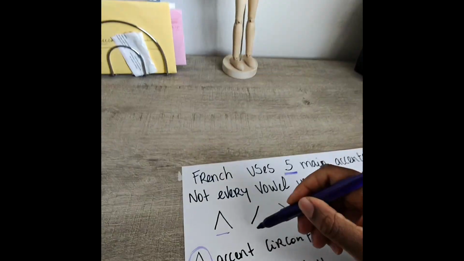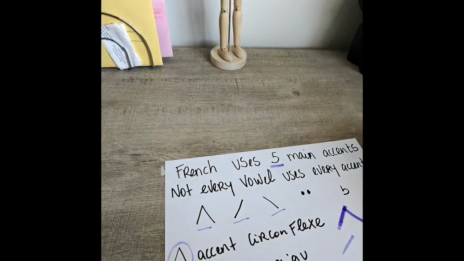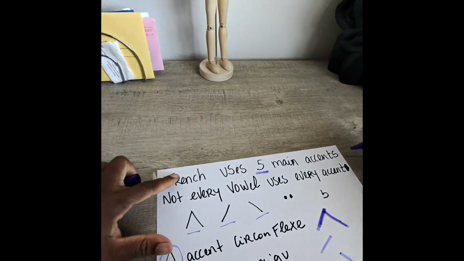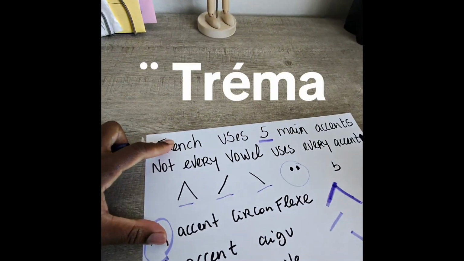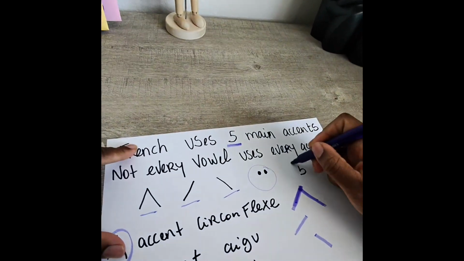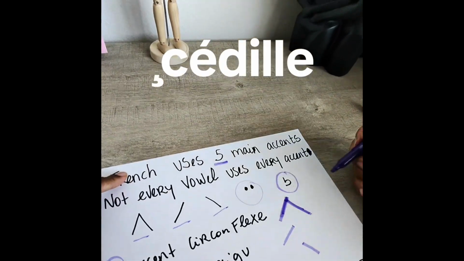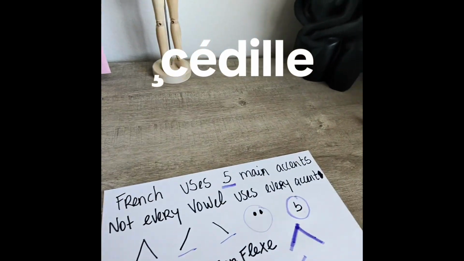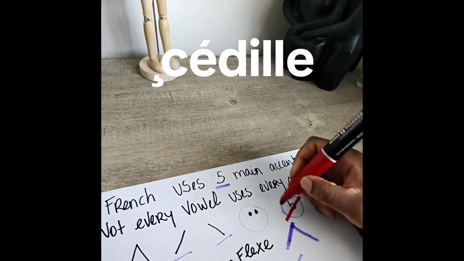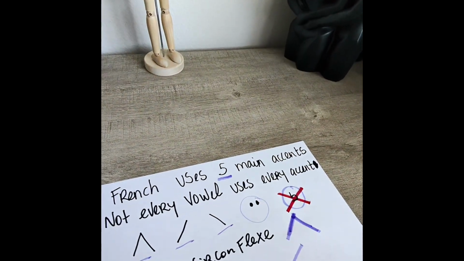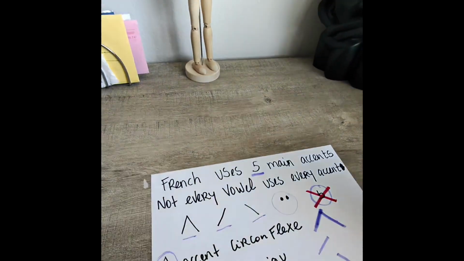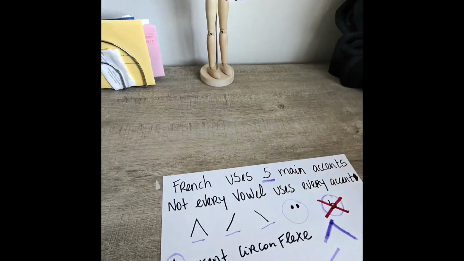So these here are the first 3 out of 5 accents we have in French. Accent number 4 is this one here. We call that one tréma. Accent number 5 is this one here, and we call this one cédille. We're not going to talk about this one today because cédille is only used on consonants. That's why we won't talk about it today. We're only talking about the 4 accents that we can find above a vowel.